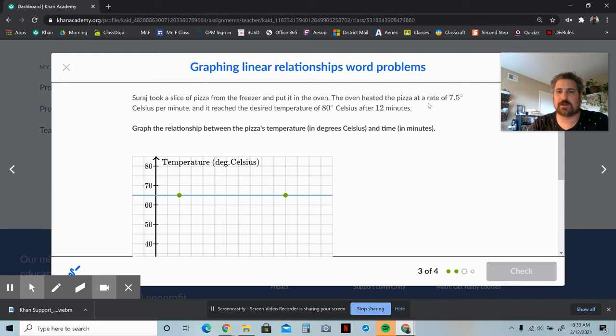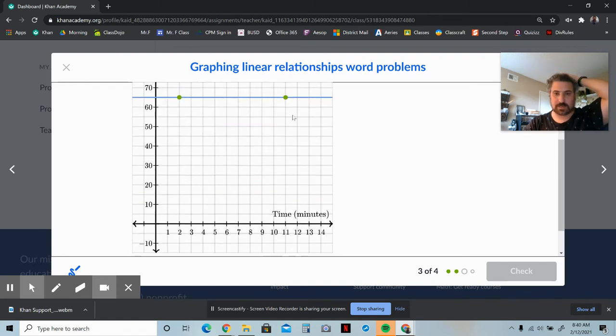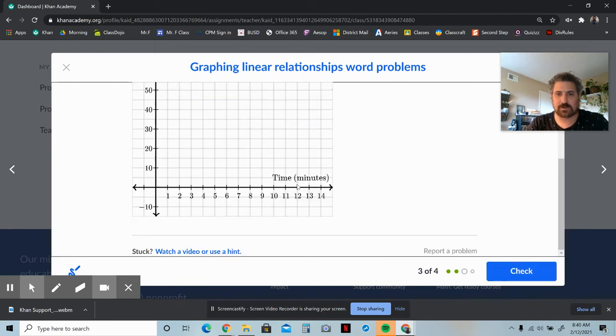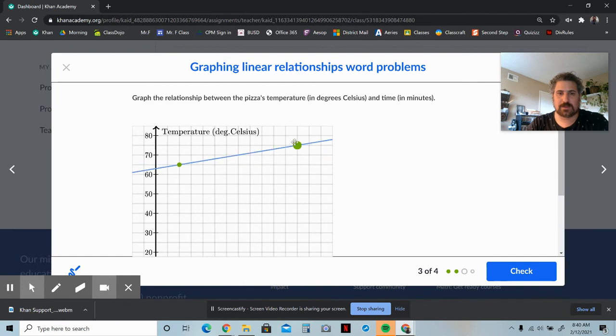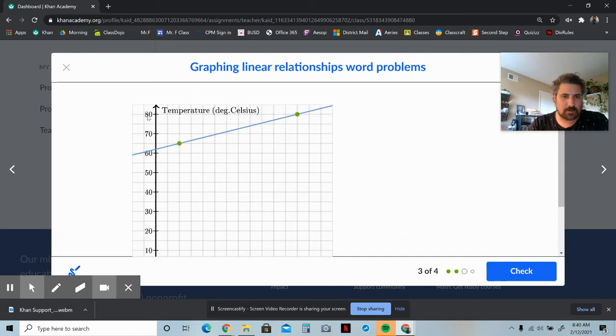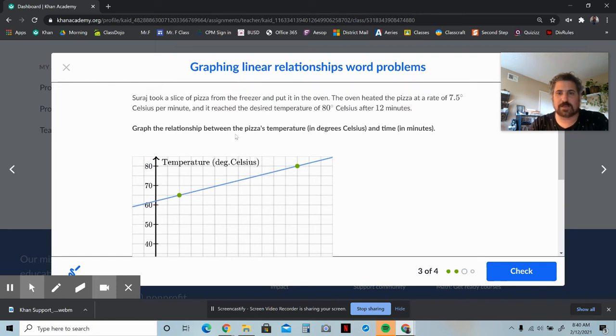The oven heated the pizza at a rate of 7.5 Celsius per minute, and it reached a desired temperature of 80 degrees after 12 minutes. So we know that it's going to be a temperature of 80 degrees at 12 minutes. So you're going to take this first dot and put it at 12 and at 80. So basically after 12 minutes in this oven, we know that the temperature is 80. And we also know that it was getting hotter at 7.5 Celsius per minute. Now, when we look at our y-axis here, it's counting by basically 10s and 5s, so 5, 10. So you need to get something where you're going to have an easy place to plot.